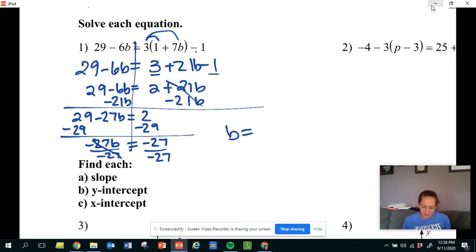All right, so b equals 1, because any number divided by itself is 1.